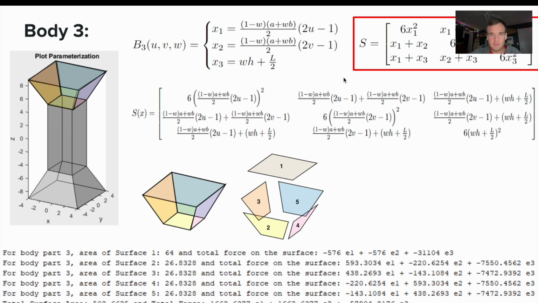Similarly, for the third body, we just plug in the x1, x2, x3. This one I included that the MATLAB code adds all the areas together, and the total force of this system is listed down here. The body composite. So all I have left is to show the code.